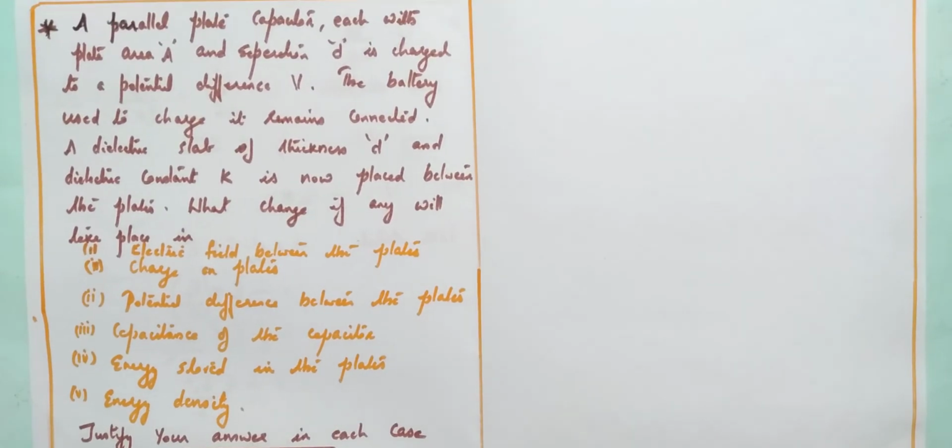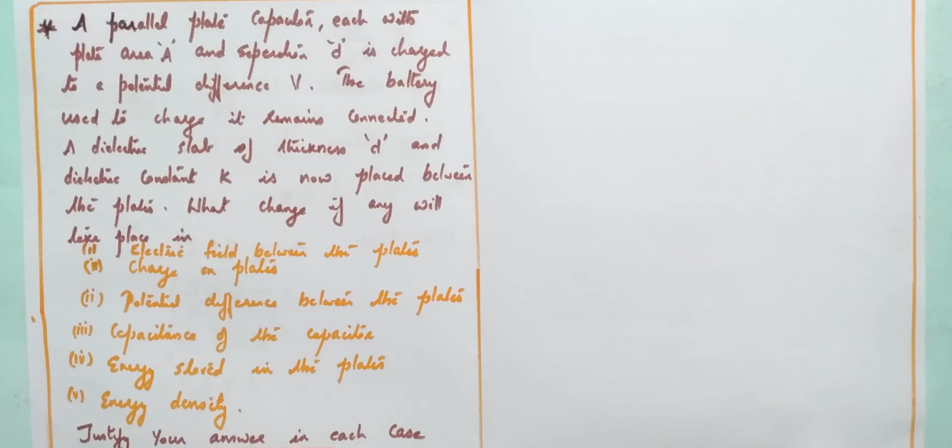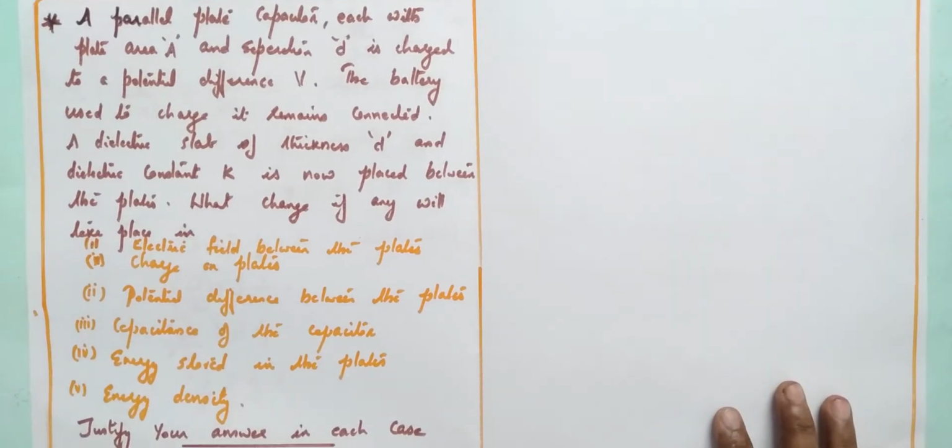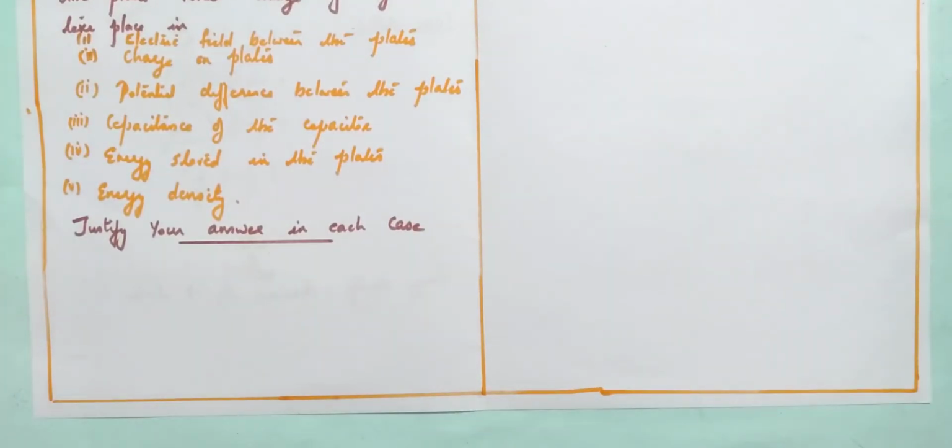Okay, so the question is, a capacitor is charged by connecting it to a battery. The battery used to charge it remains connected. That means without disconnection, a dielectric slab is introduced. In the last video, we discussed one such question, where the dielectric slab was introduced after disconnection. This question is with the battery remaining connected. So what happens to these physical quantities? This is also a very important question.